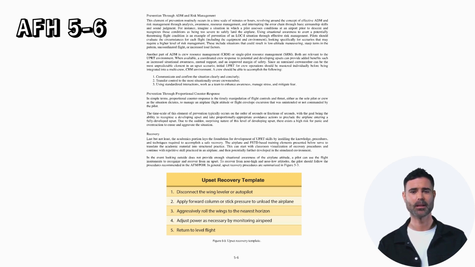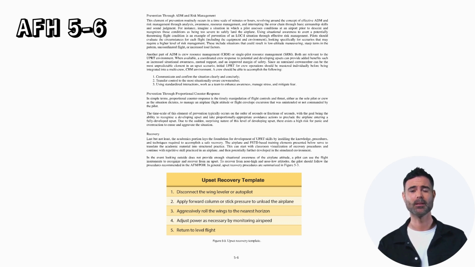Recovery. Last but not least, the academics portion lays the foundation for development of UPRT skills by instilling the knowledge, procedures, and techniques required to accomplish a safe recovery. The airplane and FSTD-based training elements presented below serve to translate the academic material into structured practice. This can start with classroom visualization of recovery procedures and continue with repetitive skill practiced in an airplane and then potentially further developed in the simulated environment.